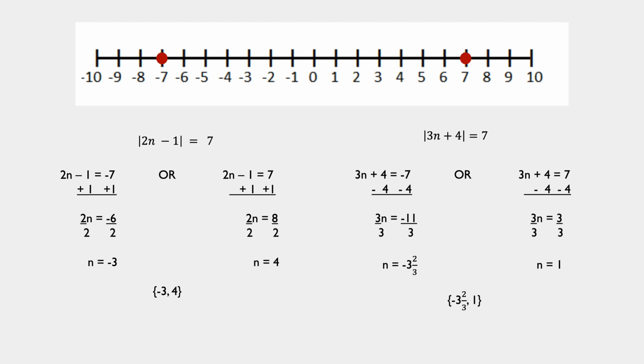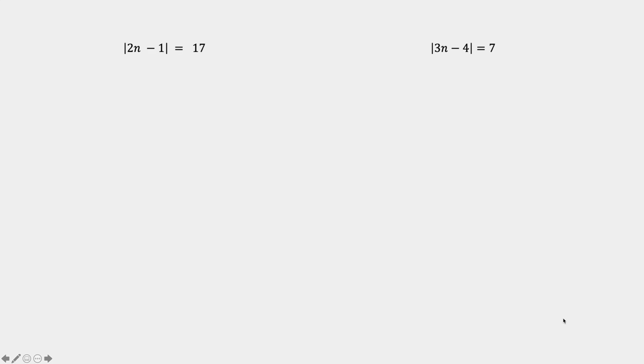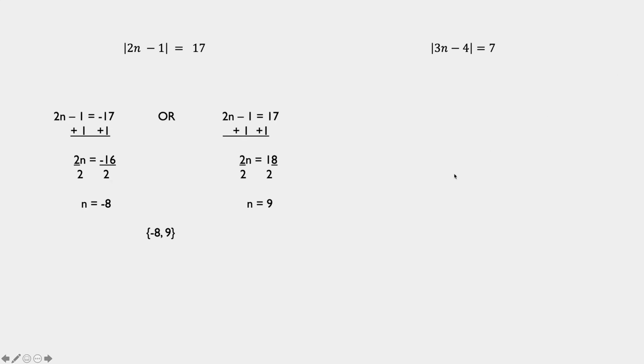Okay, so let's have you try this guy. Let's have you try first the one on the left. Go ahead. All right, so since we're doing stop and start, I think we're ready to rock. And that means 2n minus 1 could equal negative 17, or it could equal positive 17.